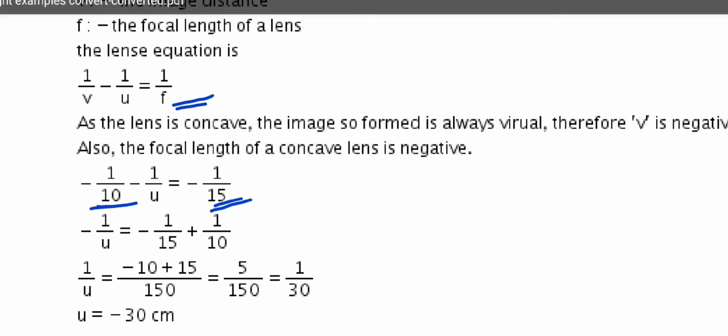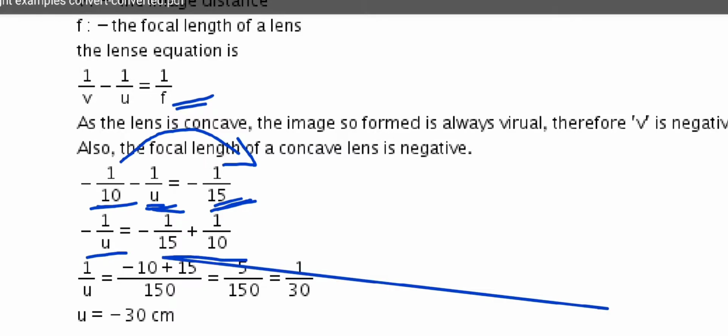So minus 1 by 10 is equal to minus 1 by 10 minus 1 by u is equal to minus 1 by 15. So we will keep minus 1 by u here. We will move this to the other side. It will become plus. So minus 1 by u is equal to minus 1 by 15 plus 1 by 10.